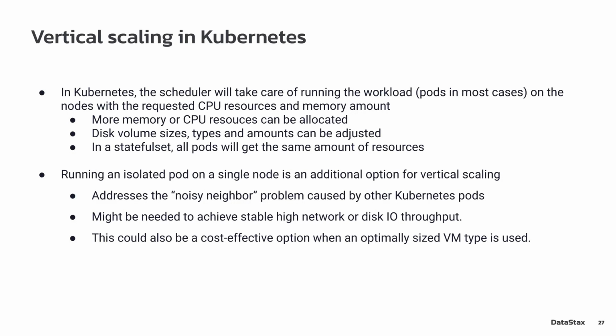In some cases, because of cost reasons, there might be a need to run, let's say, a single bookie on a single Kubernetes node in a VM. And this could be done too. So that's one option for vertical scaling. I'm mainly mentioning this in this presentation, not really explaining in detail how that could be achieved. But this could be needed when certain network or disk I/O throughput is required for a very high performing bookie node.